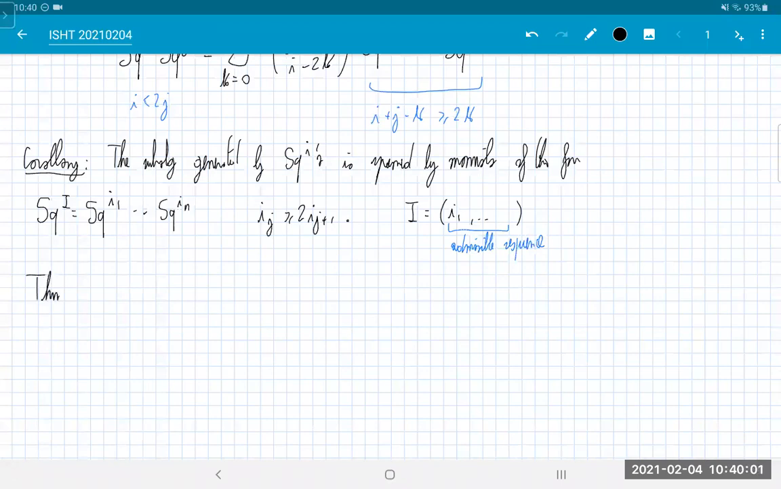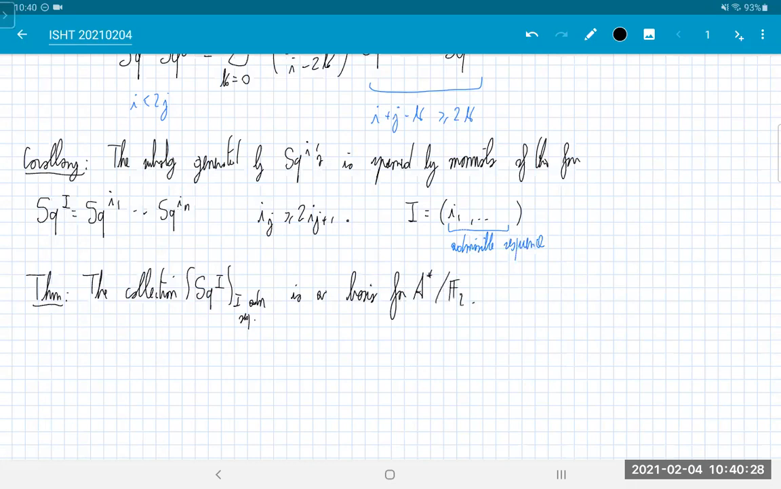And then I'm going to state the following theorem. A star, the collection Sq^I, as I is an admissible sequence, is a basis for A^* over F2. Okay, so these are, I think, all the properties of the Steenrod algebra that we're going to need. A couple of words about how to actually prove these things. Okay, are there questions about this statement first, though?